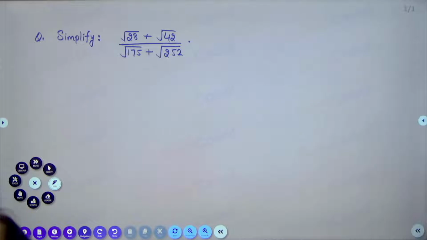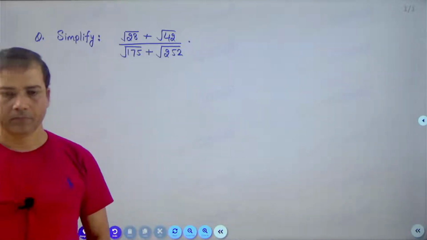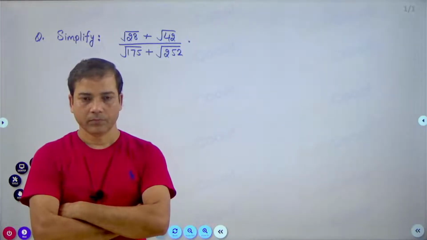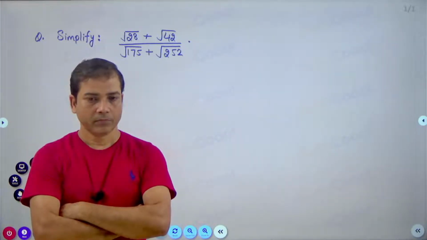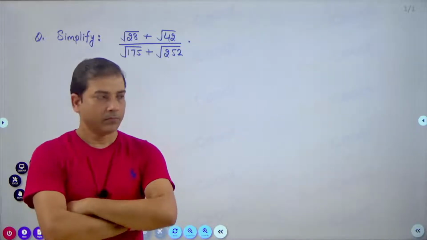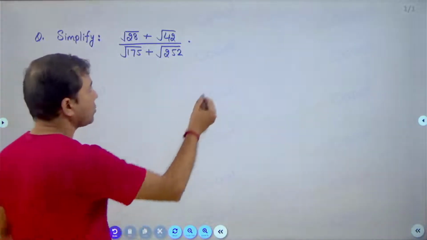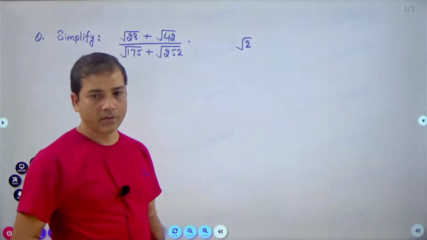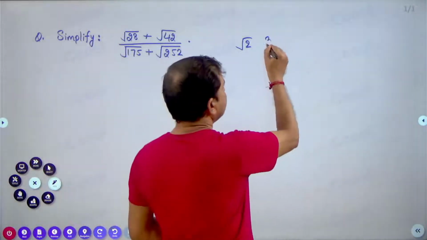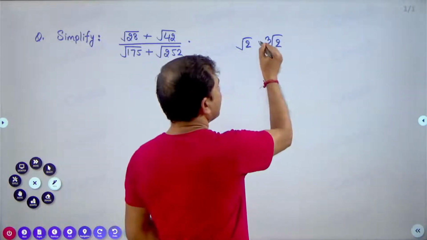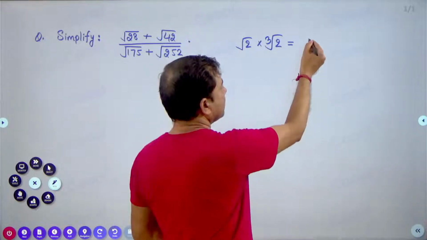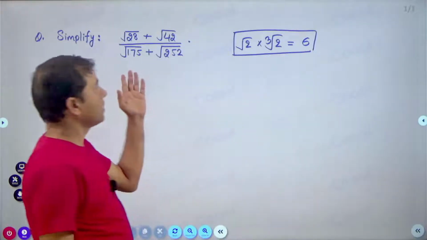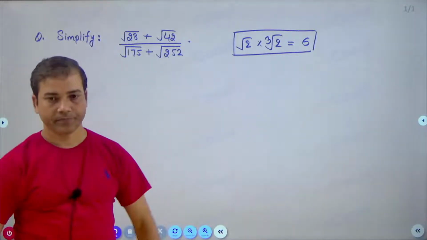Sir, in today's maths class, the teacher told about the multiplication of irrational numbers. She gave us an example: root 2 multiplied by cube root of 2. The answer was 6. Okay, we will discuss about it. Let us first do this question, then we will discuss about it.